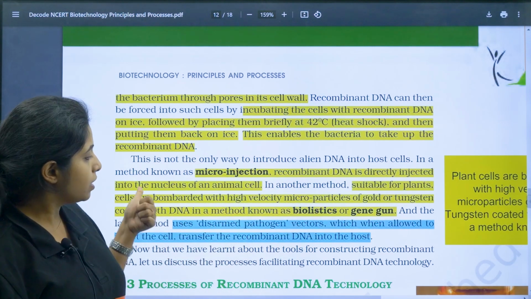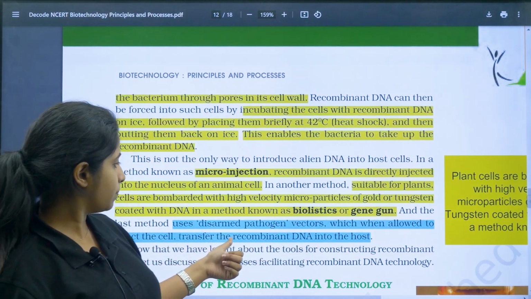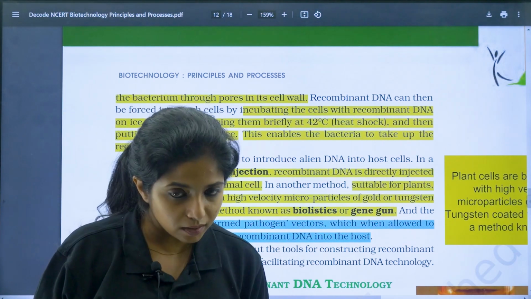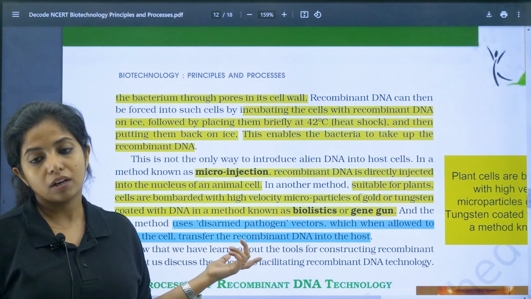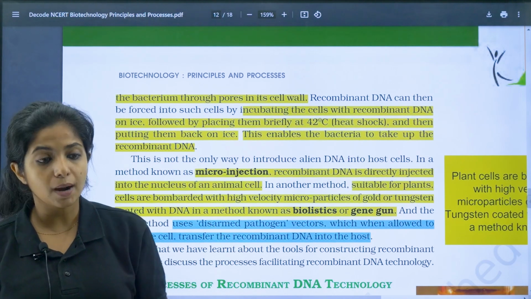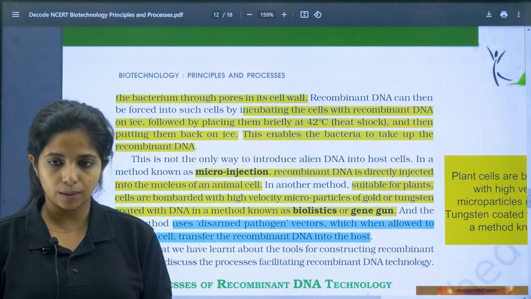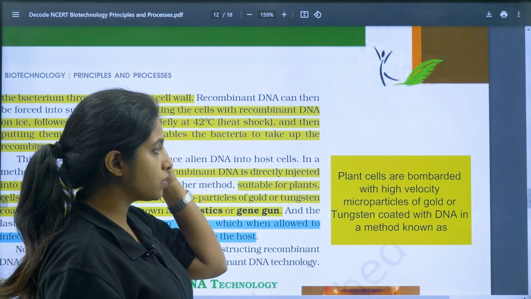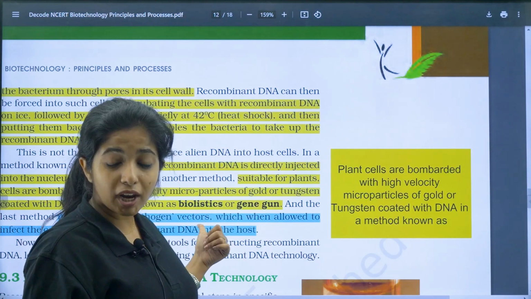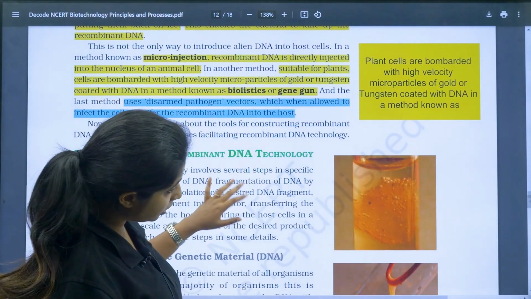Okay. Now there is one more way, the use of disarmed pathogen vectors, which when allowed to infect the cells, transfer the recombinant DNA into the host. You can use disarmed vectors like retroviruses or probably any bacteria, and with the help of that also you can transfer the gene of interest. Disarmed, as in they are not going to cause you any trouble, they are just going to help with the transfer of DNA. Now plant cells are bombarded with high velocity microparticles of gold and tungsten coated with DNA in a method known as what? Gene gun, or what you call biolistics. So this is the thing that you need to know. And the rest of the process we already studied, my dear children.